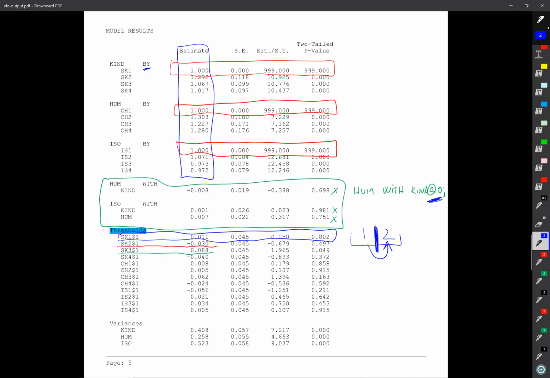Now, if you had items with more than 2 categories, let's say you had an item with 3 categories, then you would obviously have 2 thresholds. So if SK1 had 3 categories, then in the output you would have 2 variables there. You always have a number of thresholds that is equal to the total number of categories minus 1. Alright, let's move on and have a think about this section. What do you think the numbers here represent?